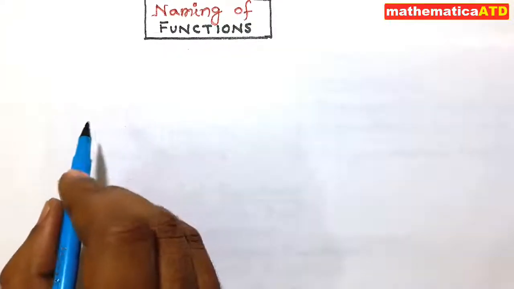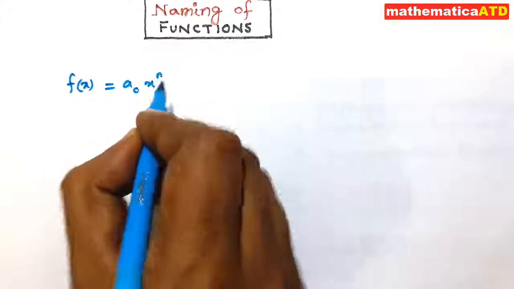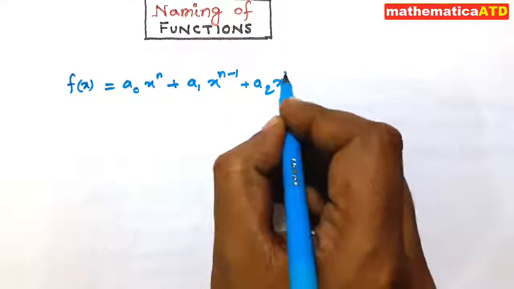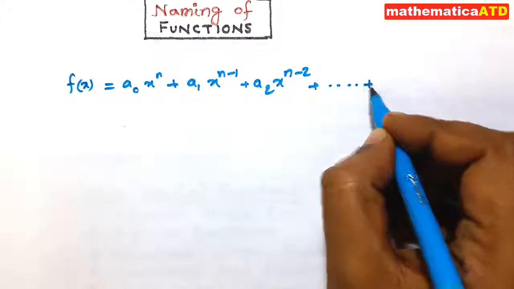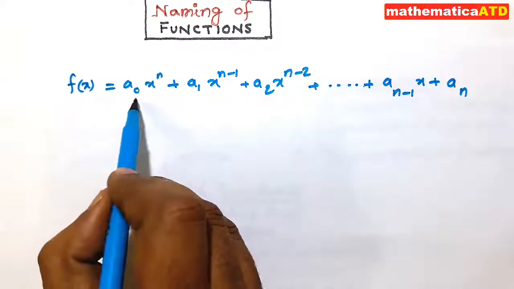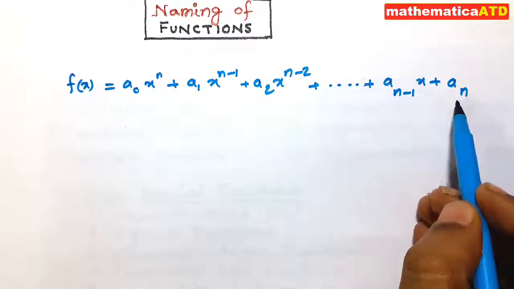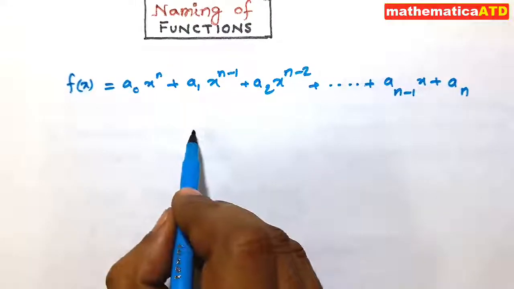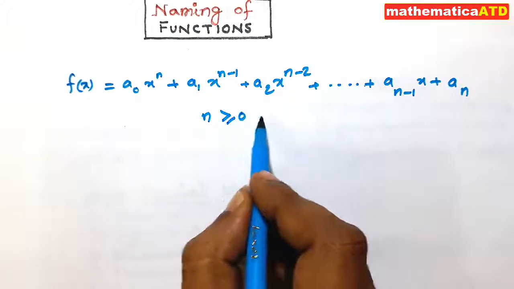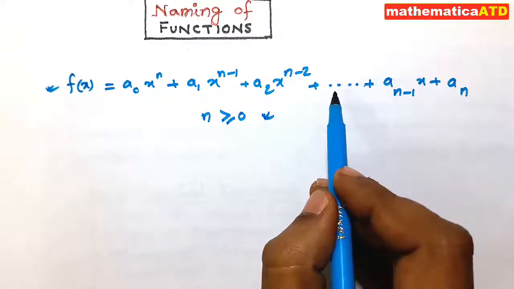Friends, in polynomial function, let us consider that f(x) is equal to a0 x to the power n plus a1 x to the power n minus 1 plus a2 x to the power n minus 2 plus so on plus a(n-1) x plus an, where a0, a1, a2 ... a(n-1), an are any given real numbers and n is a non-negative integer, that is, n is an integer which is greater than or equal to 0, is called a polynomial function. This type of function is a polynomial function.